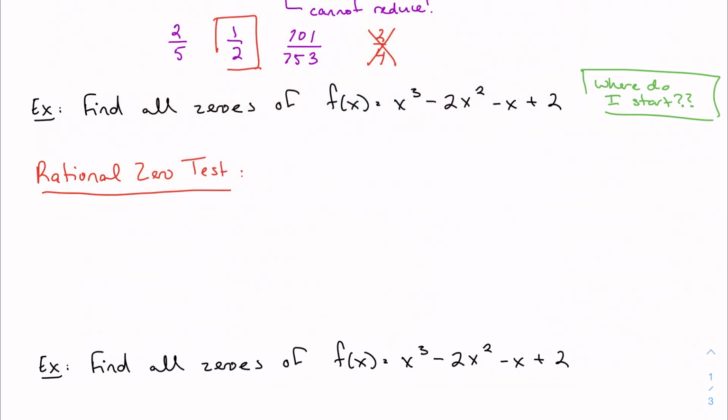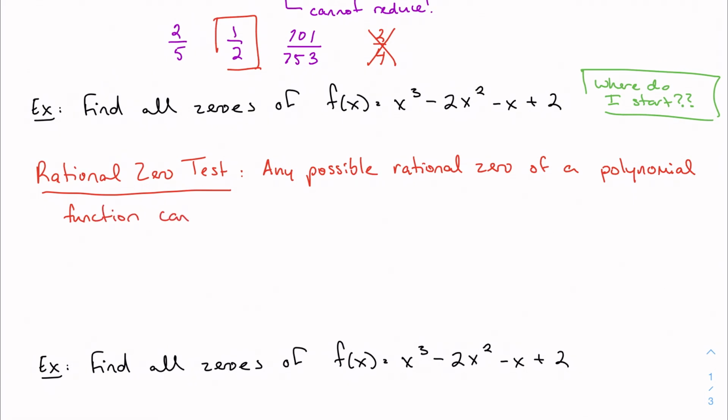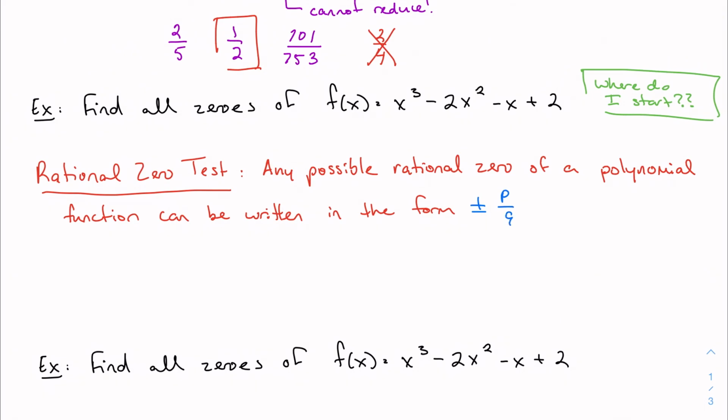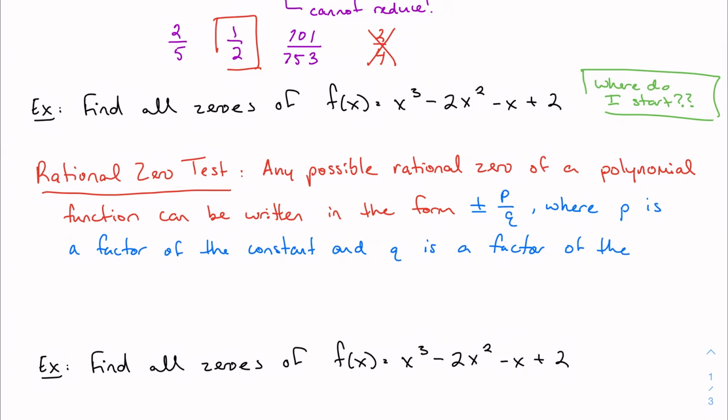And the rational zero test states that any possible, and that's going to be an important word I'm going to come back to in a minute, any possible rational zero of a polynomial function can be written in the form plus or minus p divided by q, where p is a factor of the constant and q is a factor of the leading coefficient.